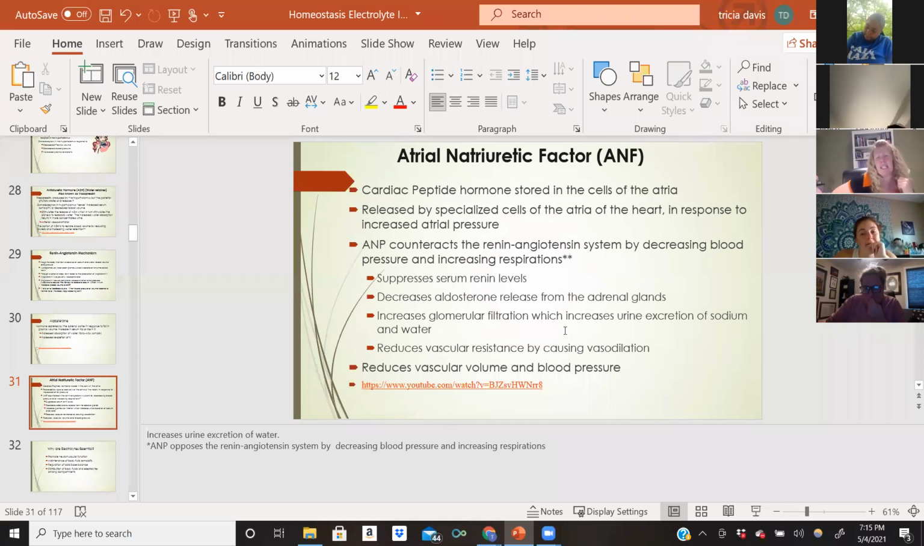So ANP is going to suppress what we call serum renin levels in the system. It's going to decrease aldosterone release from those adrenal glands. It's going to increase glomerular filtration, which increases our urine excretion, okay, of our sodium and our water. And it's going to reduce vascular resistance by causing vasodilation, so you can get more blood flow. And it reduces vascular volume and our blood pressure.